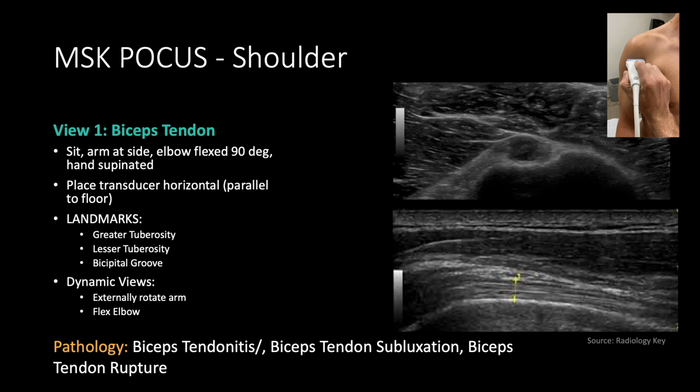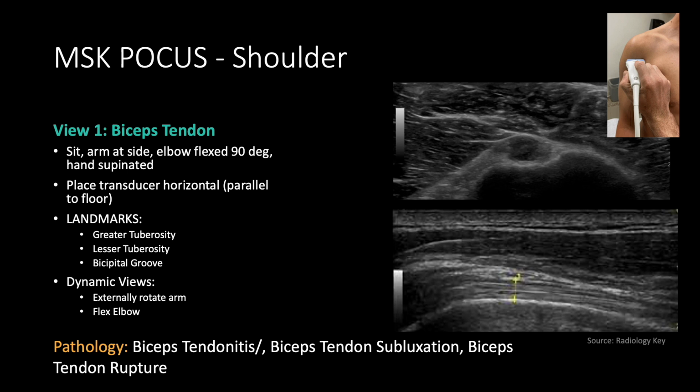So to image this, you want the patient to sit with their arm at their side, their elbow flexed to 90 degrees, and their hands supinated. You'll place the transducer horizontal to, or parallel to, the floor over the anterior shoulder, and your landmarks are going to be laterally the greater tuberosity, medially the lesser tuberosity, and then between them the bicipital groove through which the long head of the biceps tendon will run.